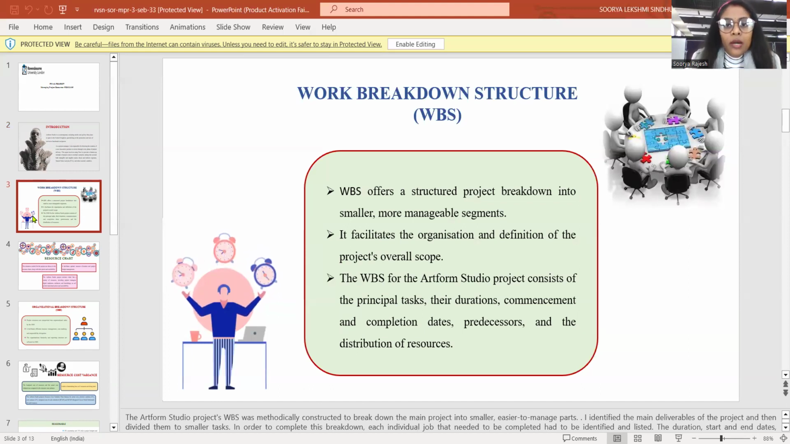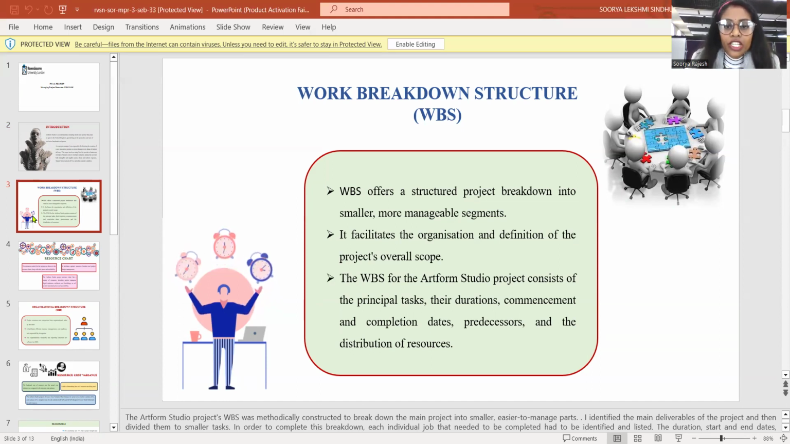WBS is the work breakdown structure. This is a very important factor for our project from the initial stage to the end stage. And here the WBS offers a structured project breakdown into smaller, more manageable segments. The second one is that it facilitates the organization and the definition of the project's overall scope.